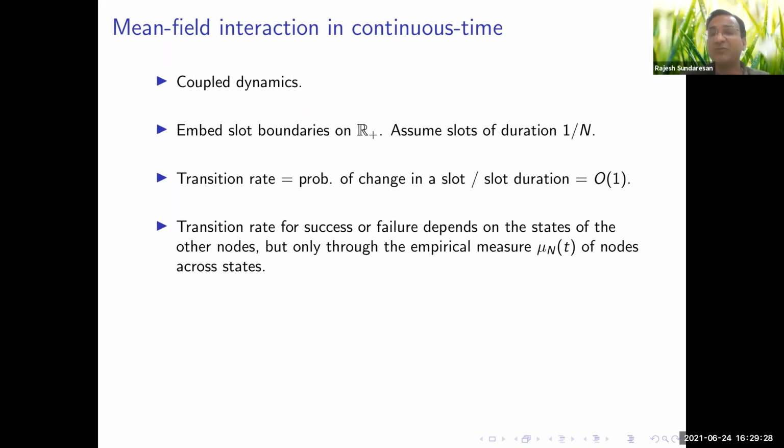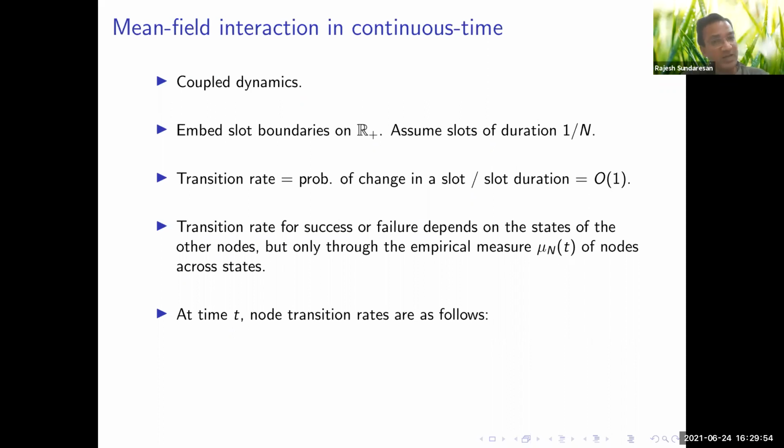The transition rate for success or failure, as we saw in the first example, depends on the mean field, the empirical measure. And let's write that mean field as mu n of t at time t. I'm also indicating that it depends on the number of particles n. So mu n of t is the empirical measure of the nodes across states. And at time t, we write down now the transition rate.